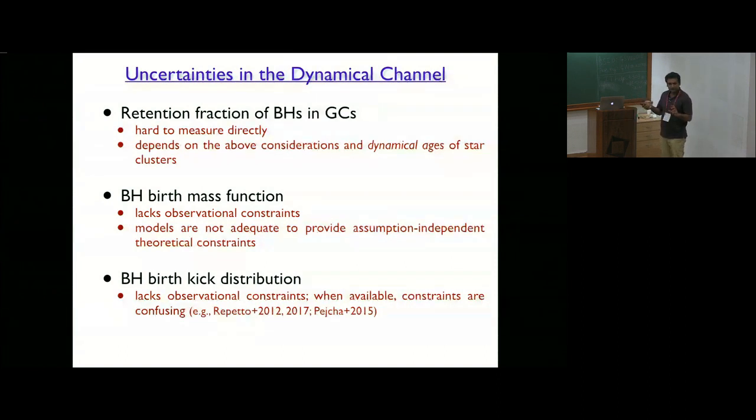So the real questions that help both are: what is the retention fraction of black holes in globular clusters? That essentially dictates how long these globular clusters have to play with the binary black holes. And then we somehow need to find out a black hole birth mass function and a black hole birth kick distribution. And I think that in 5 years, we will have a very good handle on these two using Gaia. But I will not get into that.